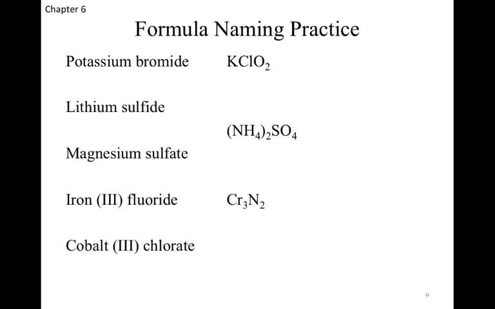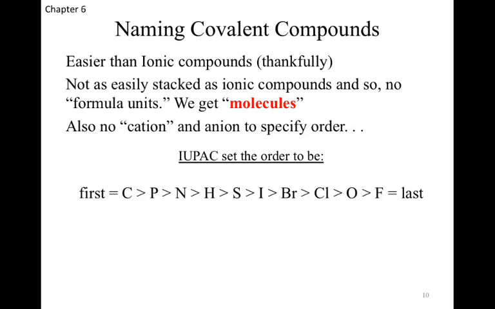Okay, so moving on. Covalent compounds. We're now actually getting into easier things, in my opinion. So we don't get the stacking that we would expect with ionic compounds. So instead of formula units, we actually get molecules. Okay. We also don't have a cation and anion as strictly as we would get in the ionic compounds, because we get equal sharing of electrons between the elements within a covalent compound. So it's going to be a little bit more difficult to figure out that order.